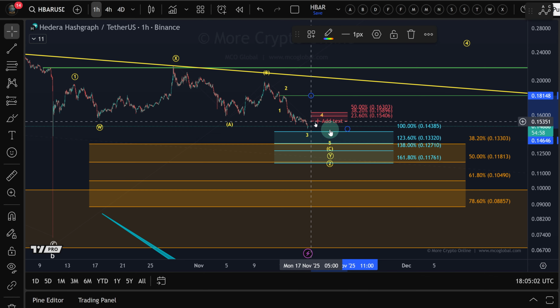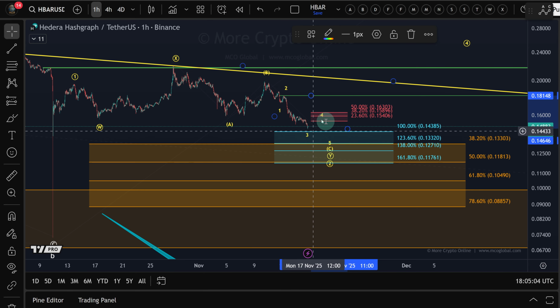So pressure remains downward. We haven't even started that wave 4 bounce as far as I can see. So we might see a little bit more downside in the very short term. And the targets to the downside are measured based on the A wave compared to the C wave. Those targets are defined in the region between 11.7 and 14.3 cents.